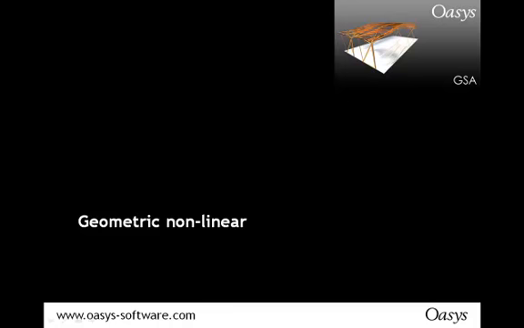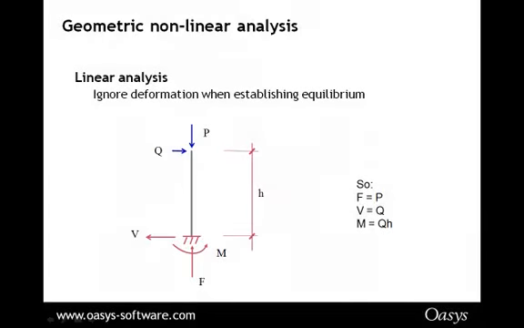Okay, so geometric nonlinearity to begin with. And here is a linear analysis problem: cantilever, axial load, shear force, and because you're not dealing with any deformation, the reaction F is equal and opposite to the applied load P. The shear load V is equal and opposite to the applied load Q, and the moment is Q times the height. Good first year university stuff.